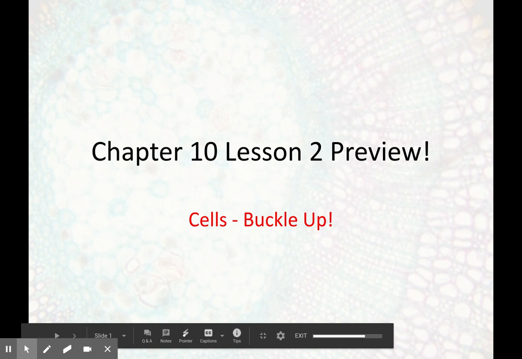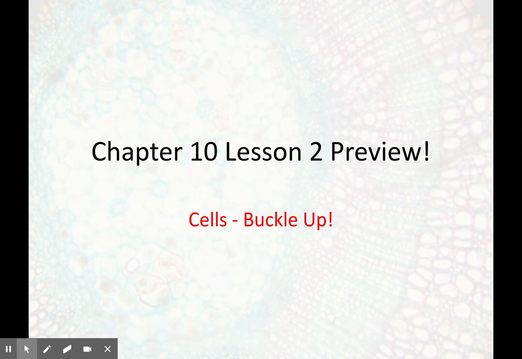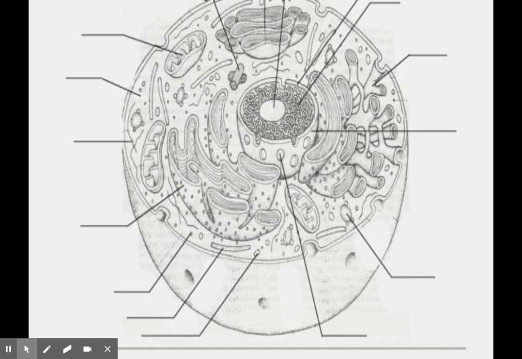Oh boy, you had better buckle up. Chapter 10, Lesson 2 is all about the parts of the cell, and there is so much to cover. We have to be able to describe what all of this is. Each one of these little unmarked lines that's pointing to something, we have to know what they are, so let's get to it.